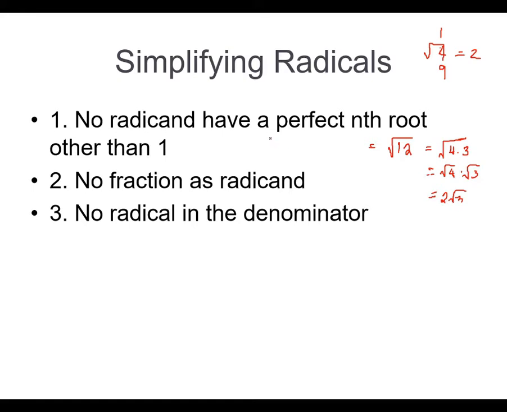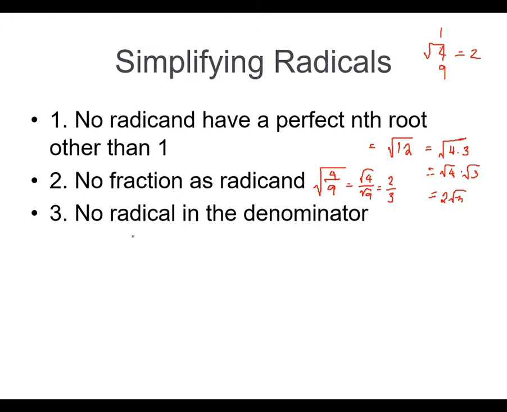So ang condition, no radicand have perfect nth root other than 1. So si radicand 3, wala nang perfect nth root other than 1. So nakasimplify na siya. Number 2, no fraction as a radicand. So kailangan daw walang fraction as radicand. For example, 4 over 9. So dapat hindi siya naka-fraction. Ano ba ang square root of 4? So square root of 4, square root of 9 is 2 over 3.